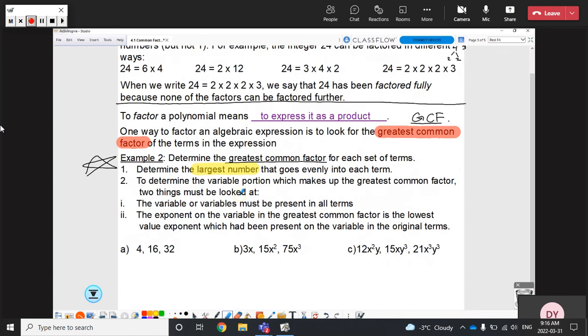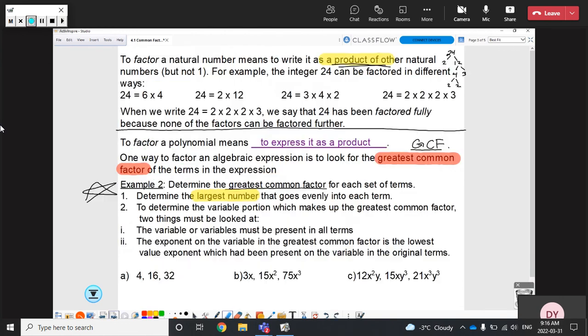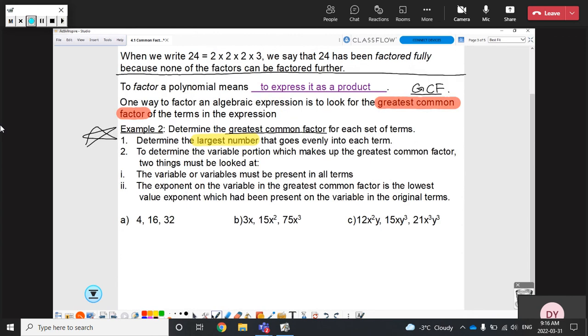Remember when we were multiplying, we were doing the distributive property just over here? And I told you, once we got to C and D, first the numbers, then the variables. That strategy. It's kind of the same idea when we're trying to obtain the greatest common factor. We're first going to look at the largest number that goes evenly into each term. So I think this is a great segue into example one.